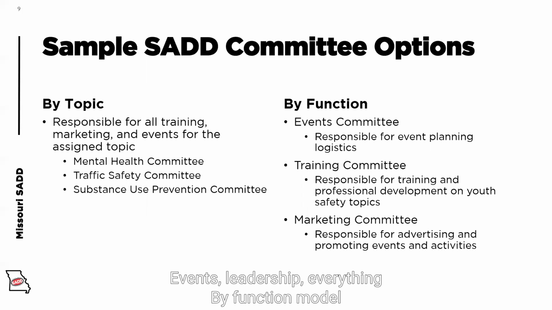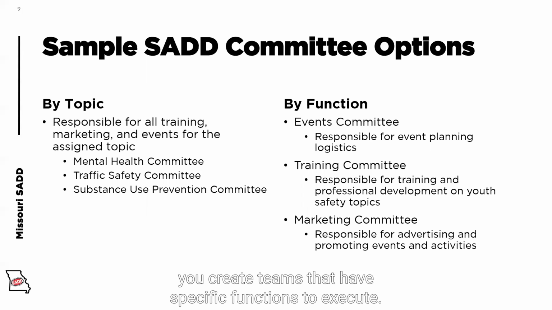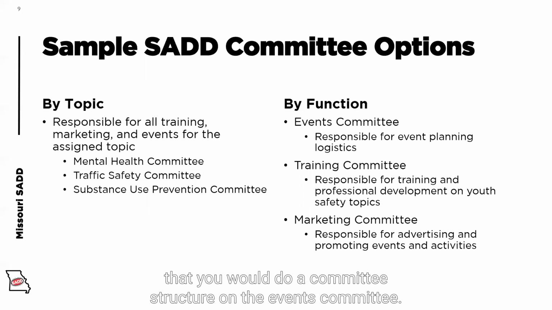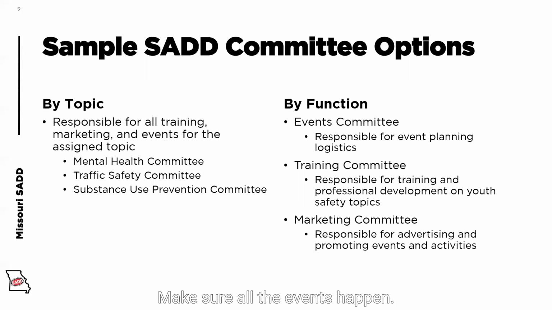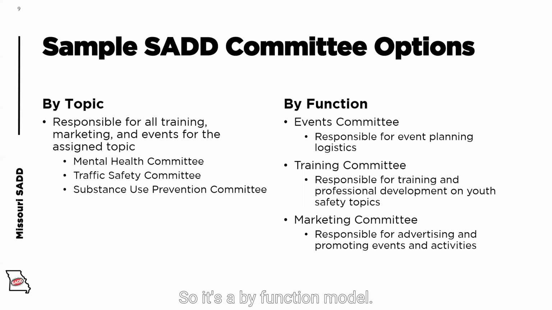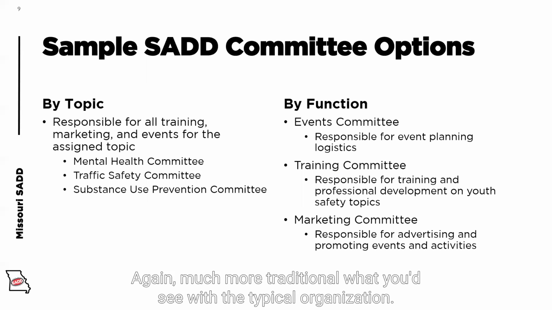In a by function model, you create teams that have specific functions to execute. This is probably the more traditional way that you would do a committee structure. An events committee makes sure all of the events happen. Training committee does all the professional development. Marketing does all the advertising. So it's a by function model. Again, much more traditional, what you'd see with a typical organization.